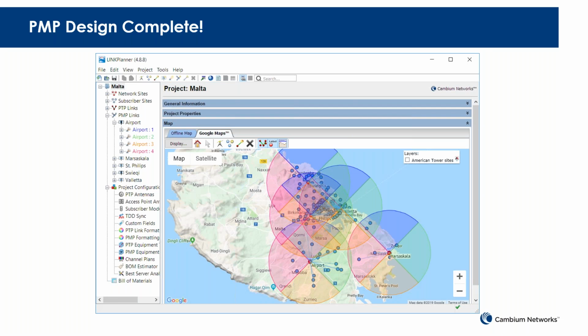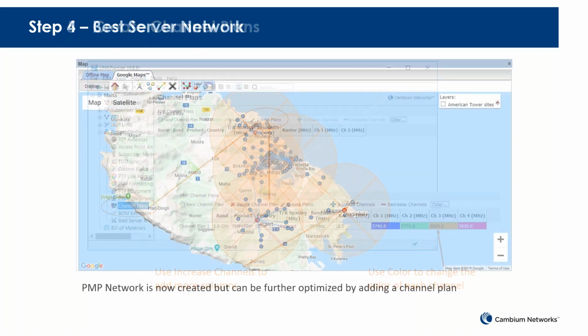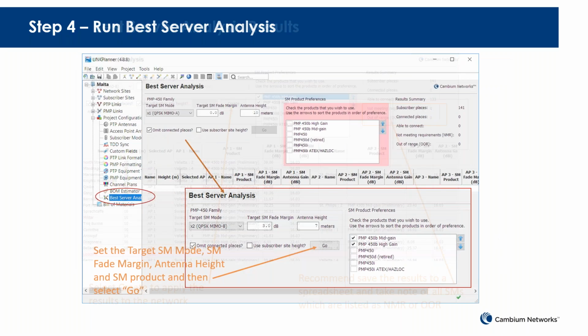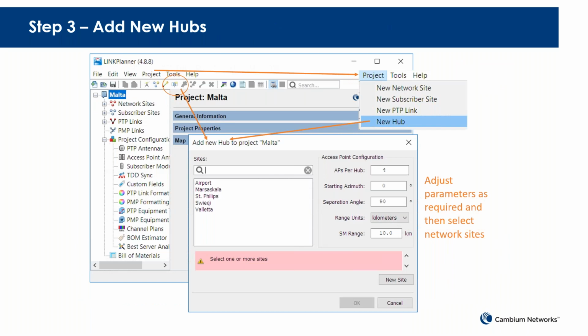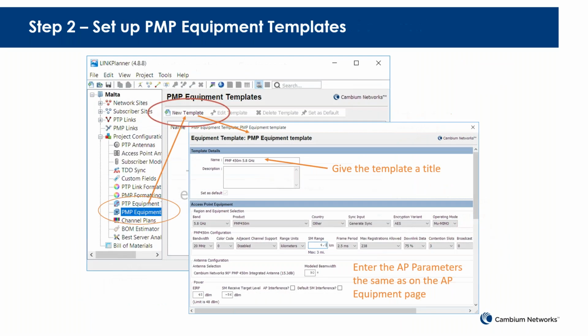The second question was about the RF interference. Will it take into account the RF interference? Again, if you set up the interference on the base station, and I think you can do that in your PMP equipment template, you can set up an interference for the AP and a default interference on the SM. Then at that point, it will take that into account.